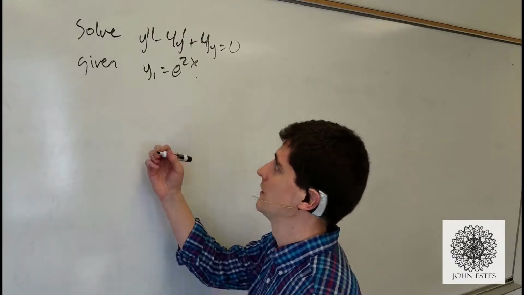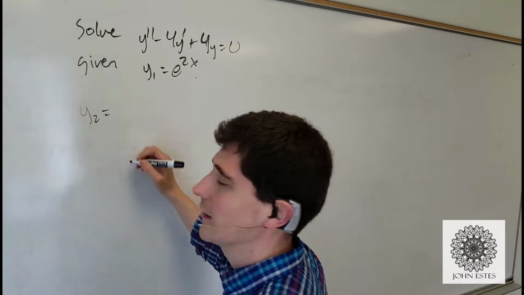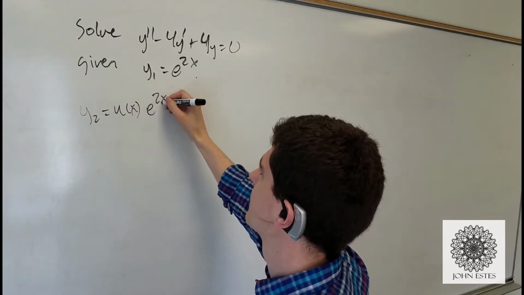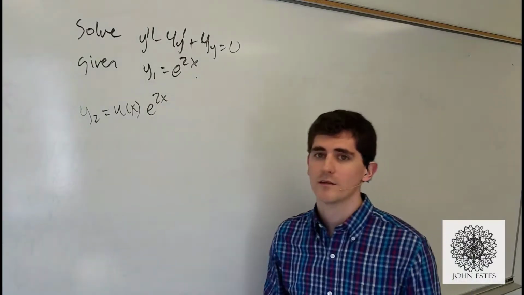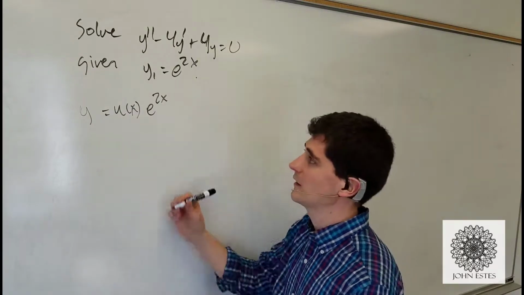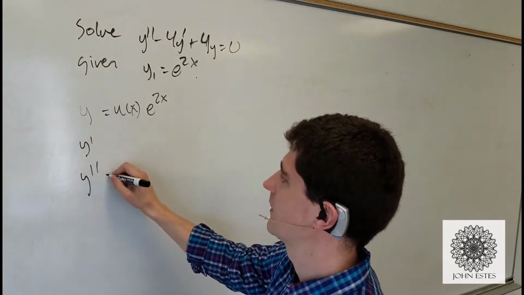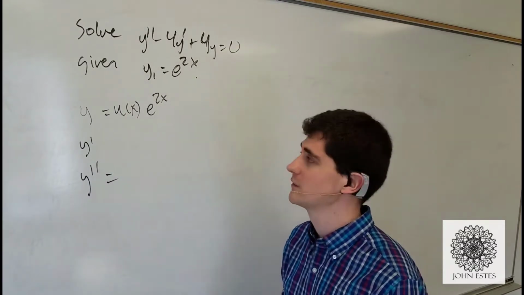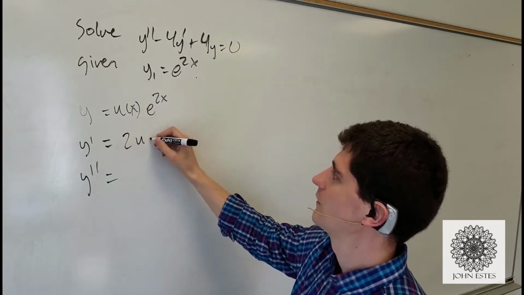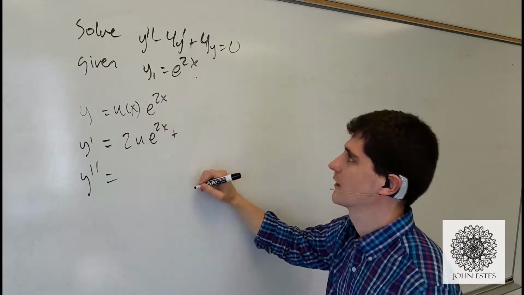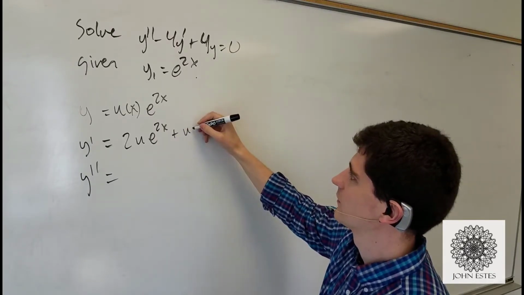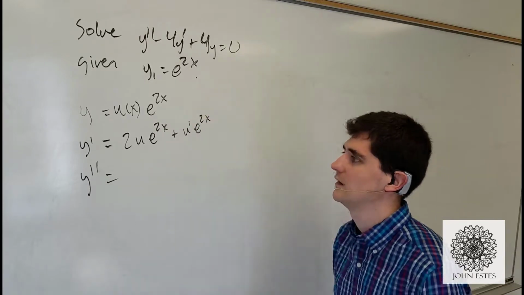So remember, the assumption here is that y2, our second solution, is going to look like some function u of x times e to the 2x. And so for our notation purposes, we'll just call this y for the moment. All right, now with that, we need y prime and y double prime. And so we have to make sure we use product rule correctly. So y prime will be 2u e to the 2x. That's first times the derivative of the second, plus the second times the derivative of the first, so it's u prime e to the 2x.